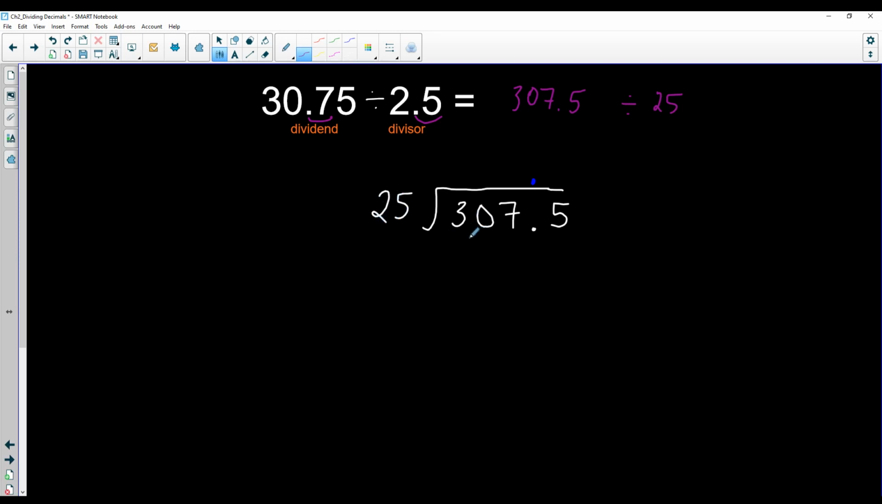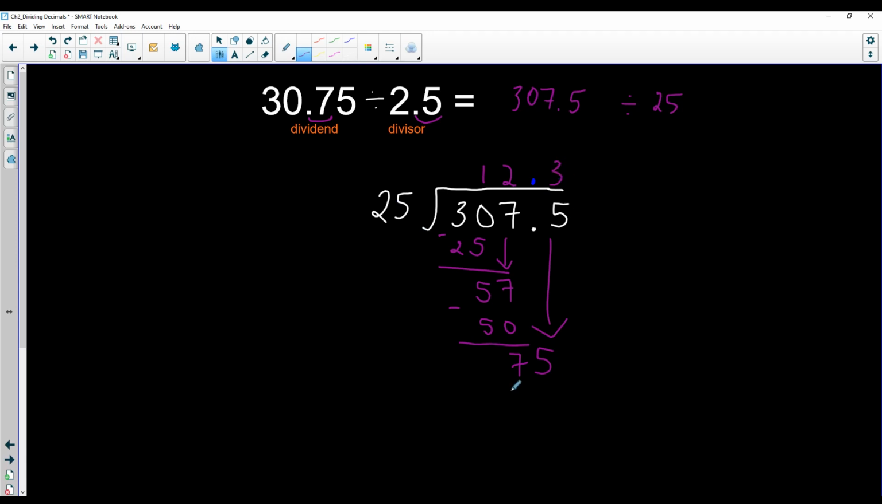25 goes into 30 one time. 25 goes into 57. We can just estimate that it's going to go about 2 times without going over. So 25 goes here, which makes it 50. Subtract, that brings us down to 7. And we simply bring down the 5, our last digit, and we know that 25 goes into 75 3 times.